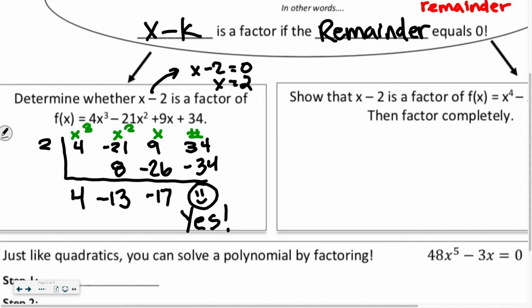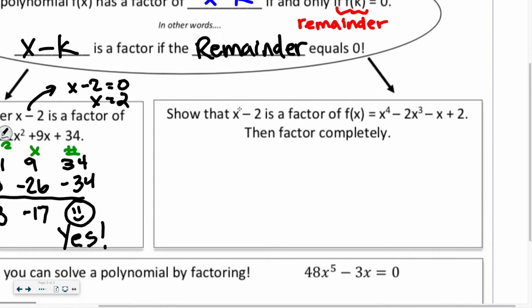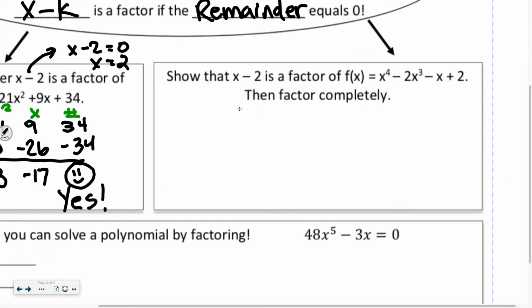Okay, now we're going to go over to the next box, and this has a different set of directions. So you'll have to be careful here and make sure that you can read the directions and understand what it's asking you so that you can set it up and do the work.